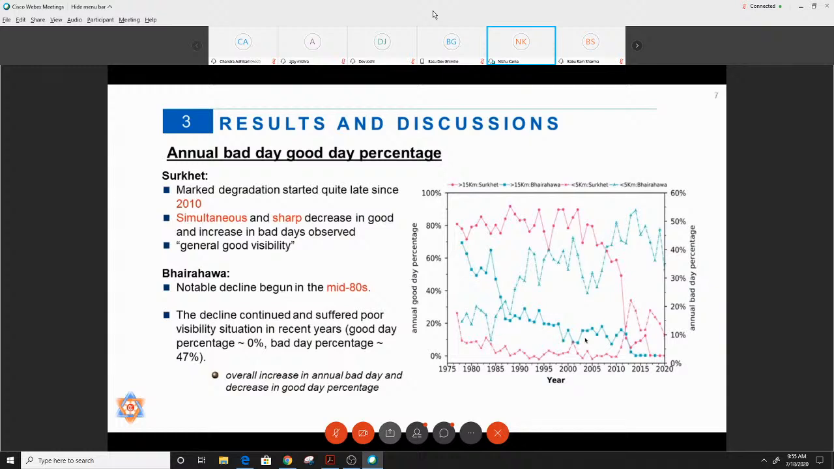To have better insight, we computed annual good and bad days percentage. If average daily visibility is greater than 15 kilometers, it is counted as a good day, and if it is less than 5 kilometers, it is counted as a bad day. We can see for Surkhet, denoted by the pink lines, the solid line for good days and the dashed line for bad days, a simultaneous and sharp decrease in good days and increase in bad days has been observed in 2010.